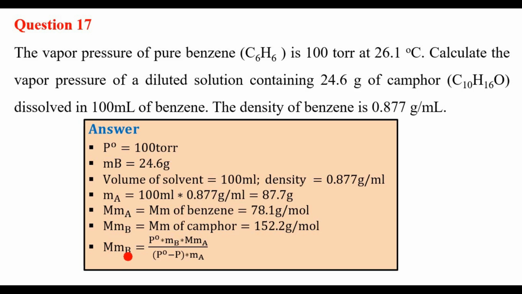What is the unknown that they are looking for? They ask to calculate the vapor pressure of the diluted solution. That means the vapor pressure of the solution, this is P. The P naught we have, the other terms we have, we need to replace all the values and find this P, that is the vapor pressure of the solution. That's what they are looking for.